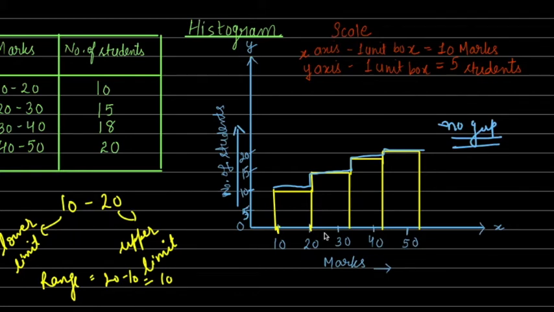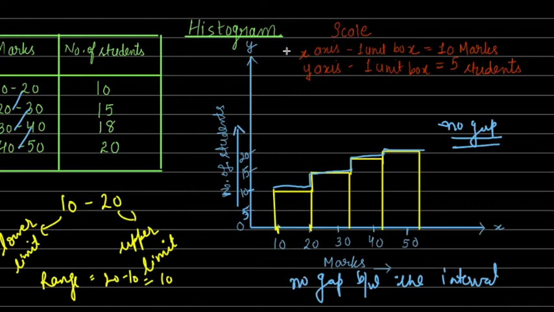So why is there no gap? Because there is no gap between the intervals. That's very important to understand. As I told you, this is the same, so there is no gap between the intervals. That is how we get a continuous pattern. That's the difference between histogram and bar graph.